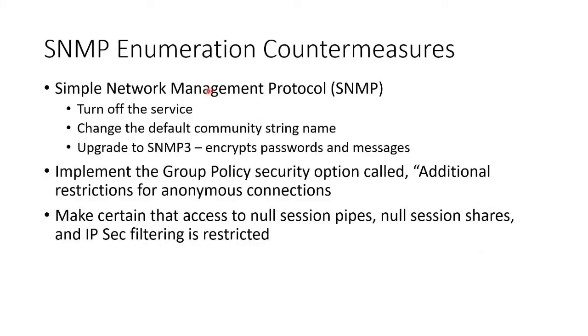So for SNMP, for one thing, just don't use SNMP. Use something like Microsoft Operations Manager, which uses RPC instead. Use something proprietary, something that's encrypted. Or turn off the SNMP service and, like I said, use an encrypted proprietary product. They too will have their issues. For sure, change the default community string. Don't let it be public and private.